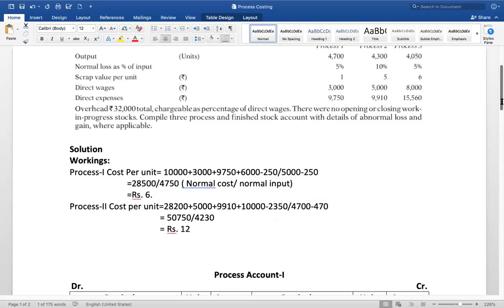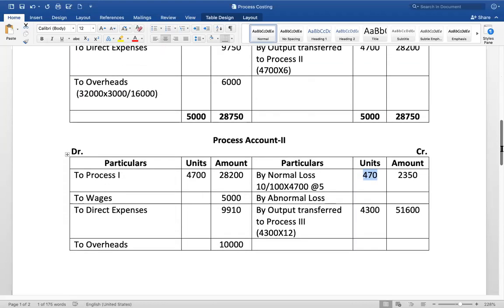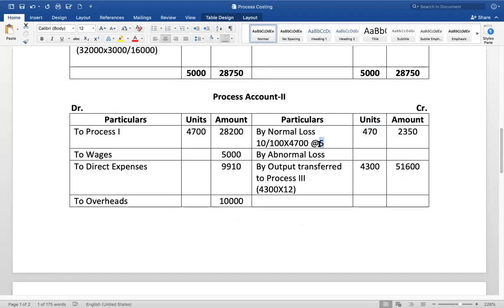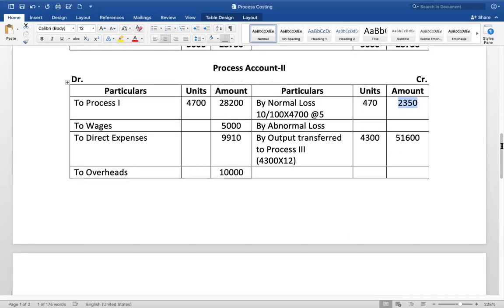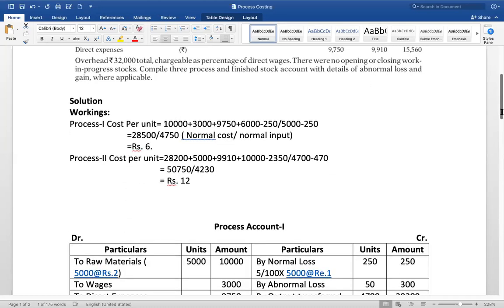What is the scrap value then of the normal loss in process 2? Process 2 normal loss scrap value is 5. At that rate, you had to value the normal loss in process 2. That's what we did. 5 multiplied with 470 gives me this value, 2,350. Okay, then what is the input? The input is 4,700. What is the output? Output is 4,300. Look at this. Input is 4,700. Output is 4,300. So 47 minus 43, 400.